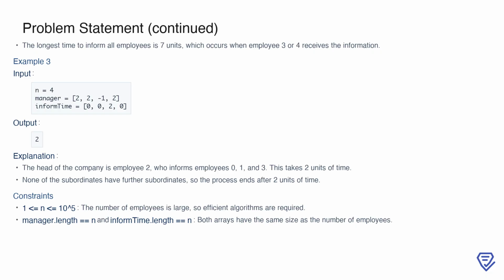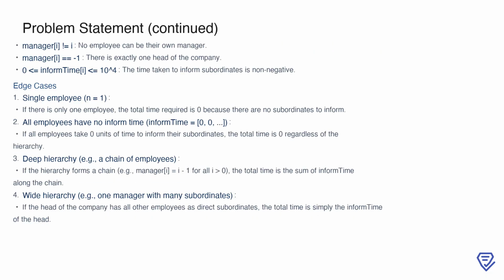The longest path is the one where employee 0 informs employee 1, who then informs employees 3 and 4. This process takes 7 units of time in total, which is the output. The key here is to calculate the maximum time required along any path in the hierarchy. In the third example, the company consists of 4 employees, and the head is employee 2. Employee 2 informs employees 0, 1, and 3, which takes 2 units of time. None of these subordinates have their own subordinates, so the process ends after 2 units of time.